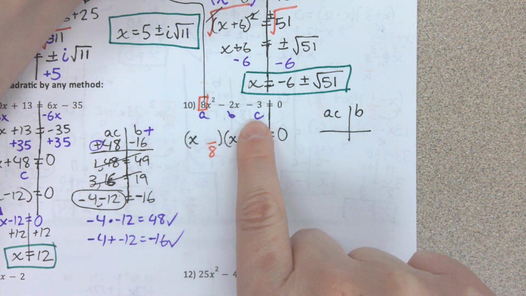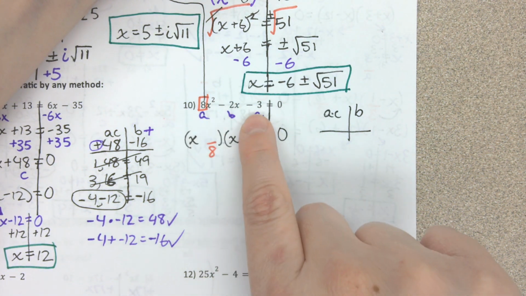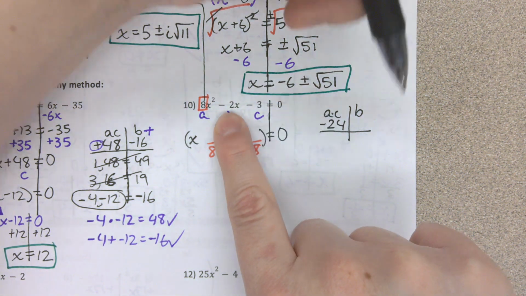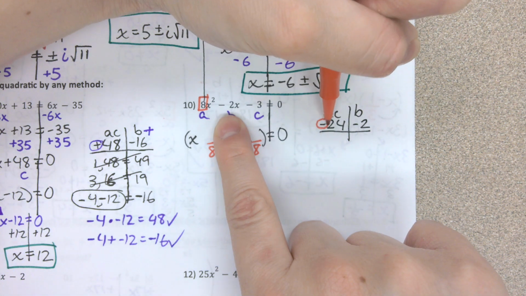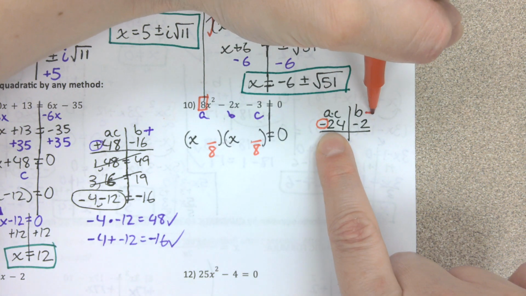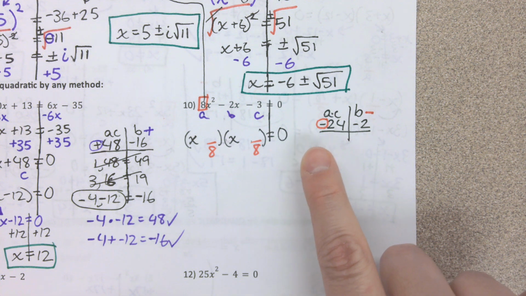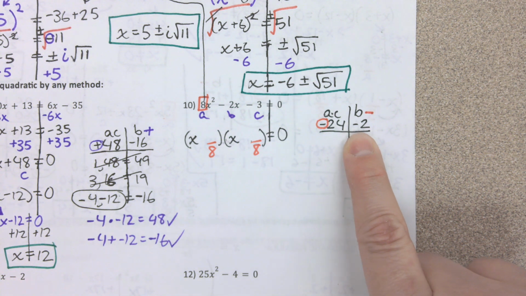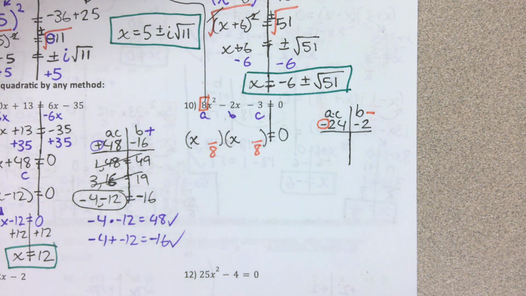A is 8, C is negative 3. Remember, this is a times c. 8 times negative 3, that's negative 24. And b is negative 2. And this is a negative 24, so that means we're going to be subtracting over here. So whatever two numbers I get in the left column have to subtract to give me a 2. Again, don't worry about the sign just yet. Just try to get 2, and then we'll focus on how to get negative 2.